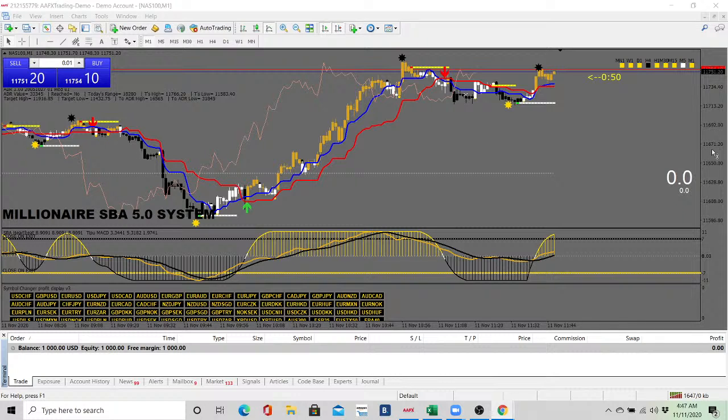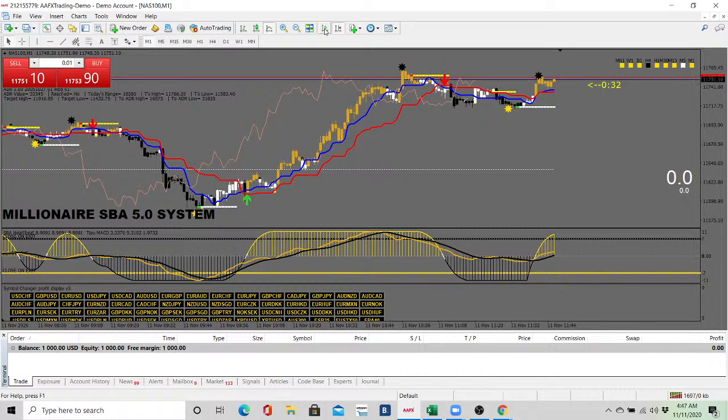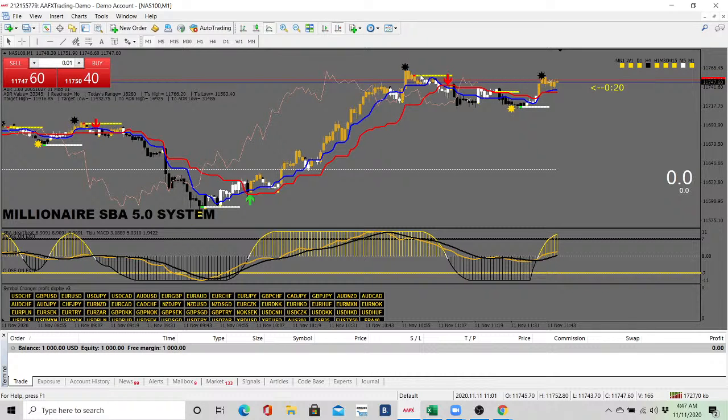Okay, so the star bar arrow system that we're looking at, that's what SBA stands for. Star bar arrow to the upside, this green arrow represents a buy. Now when we have a star bar arrow, a red arrow to the downside, of course that represents sell.